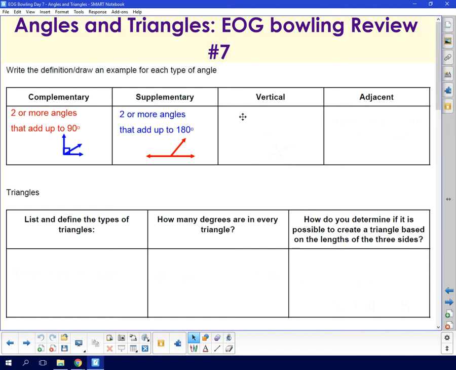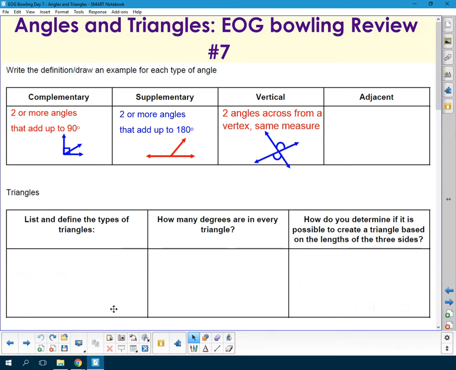We also talked about vertical angles. Those are two angles that are across from the vertex from each other, and they have the same measurement. A lovely example there for you would be an example much like that one. Those are vertical angles. They're across from the vertex, that vertex being this point right here in the middle. They're across from that vertex, and they have the same measurement. We also talked about adjacent angles as well. Those are angles that share a common side. Okay? It's definitely important that you're listening to this video as well as watching it. We talked about angles back in Unit 7. There you go. Complementary, supplementary, vertical, and adjacent.